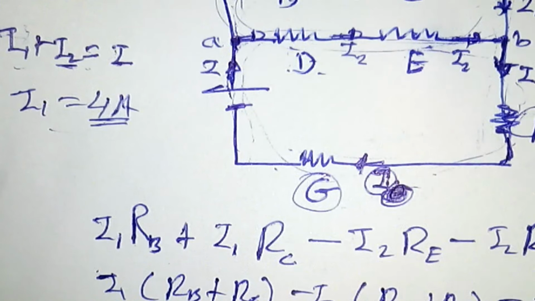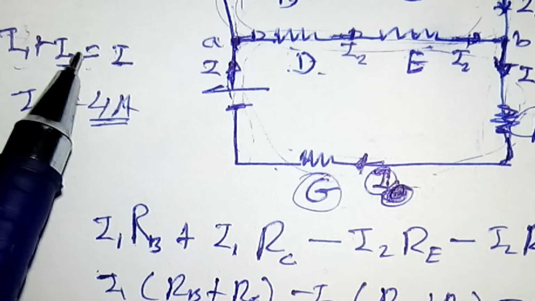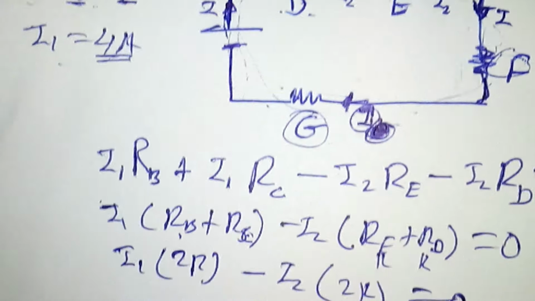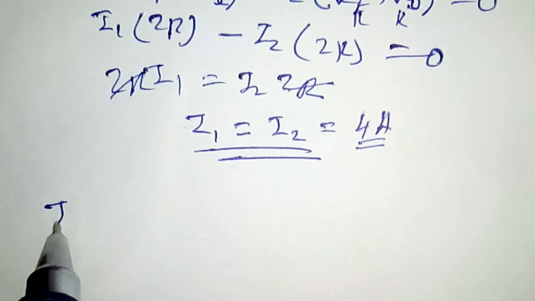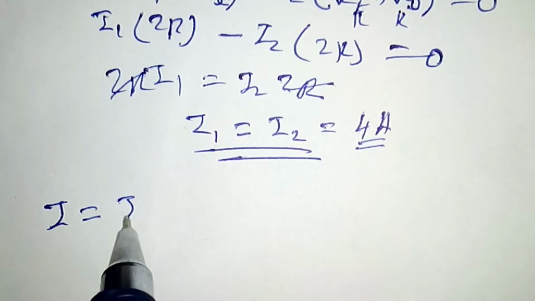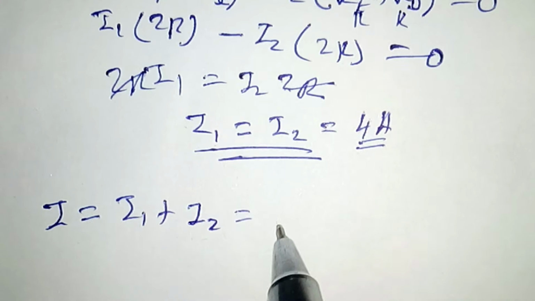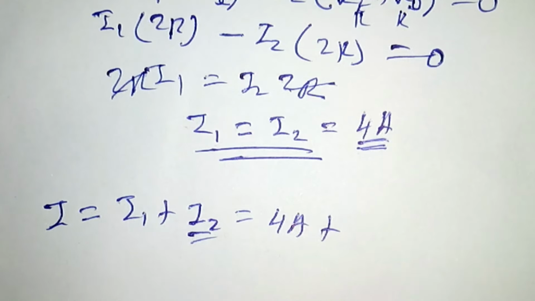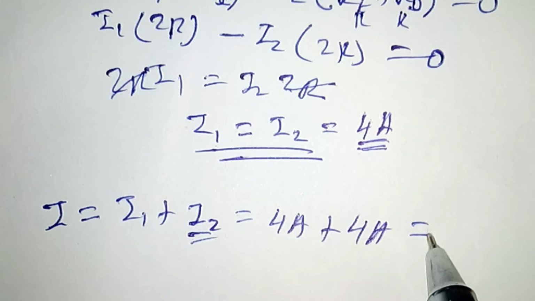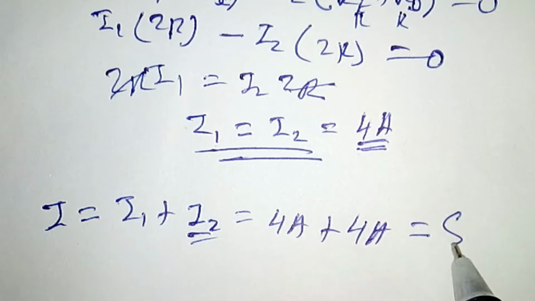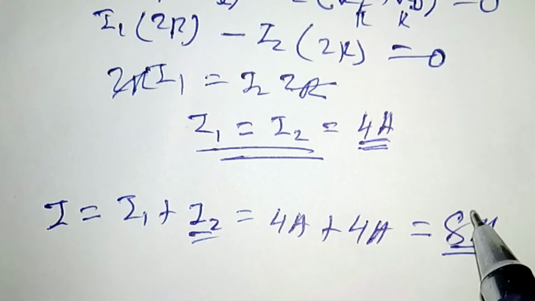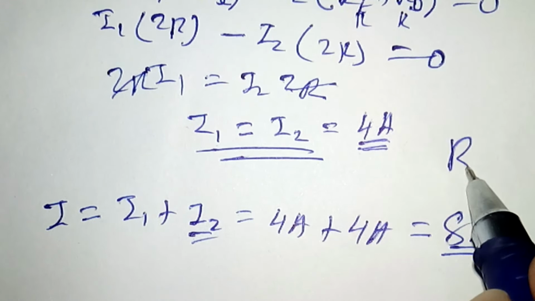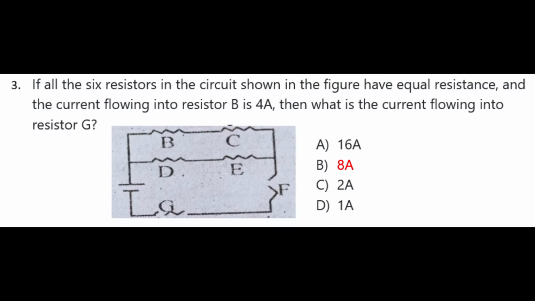Since I1 and I2 are equal and I1 is given as 4 ampere, from the junction rule we have said that I1 plus I2 equals the total current I. So I equals I1 plus I2, which is 4 ampere plus 4 ampere, and the current passing through resistor G is 8 ampere. So the correct answer is alternative B.